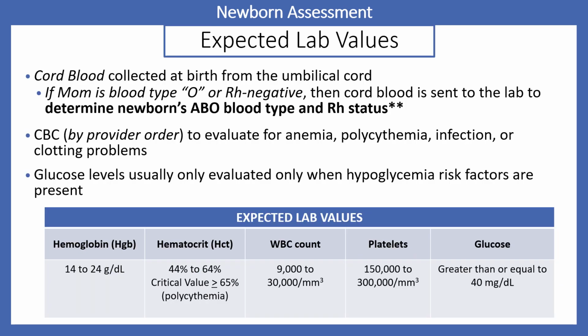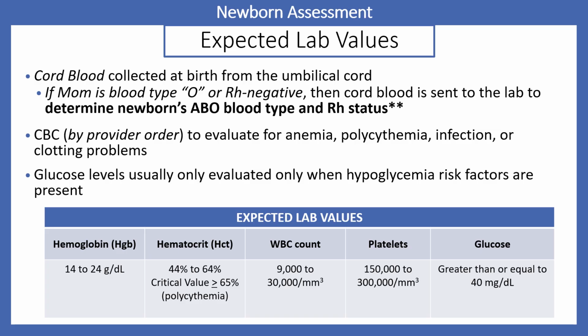Cord blood is collected at birth from the umbilical cord. It is collected on all newborns if the mom is blood type O, meaning O positive or O negative, or if the RH is negative, so A negative, B negative, AB negative. The collected cord blood is sent to the lab to determine the newborn's ABO blood type and RH status. Cord blood is not sent if mom is blood type A positive, B positive, or AB positive, because there is a low risk of complications.